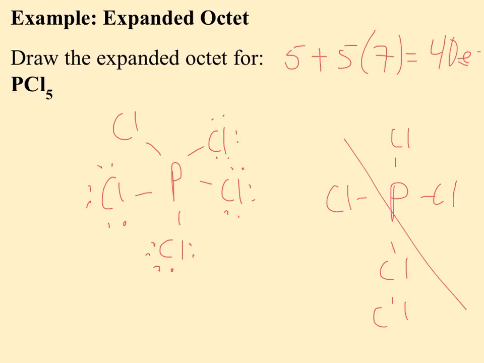And then if you count up, I've got the 5 bonds. So 2, 4, 6, 8, 10. And then I've got 6 more electrons around each chlorine. So I have 10, then 16, 22, 28, 34, and 40 electrons. So I've used my 40 electrons, but to do it, I've had to put 10 electrons around the center atom, around phosphorus. So that's why this is considered an expanded octet.